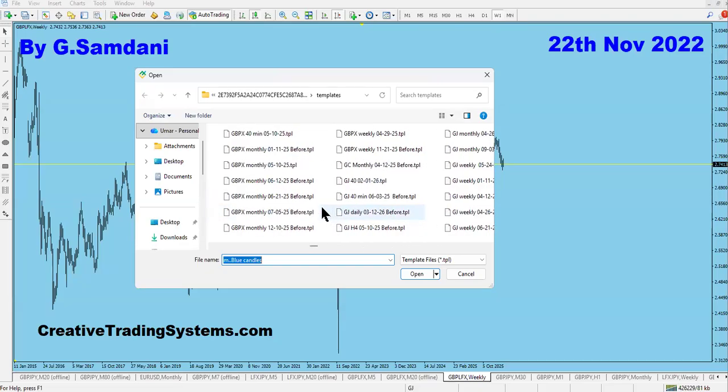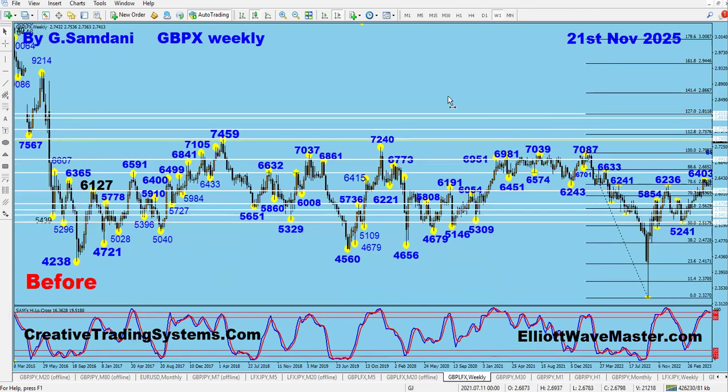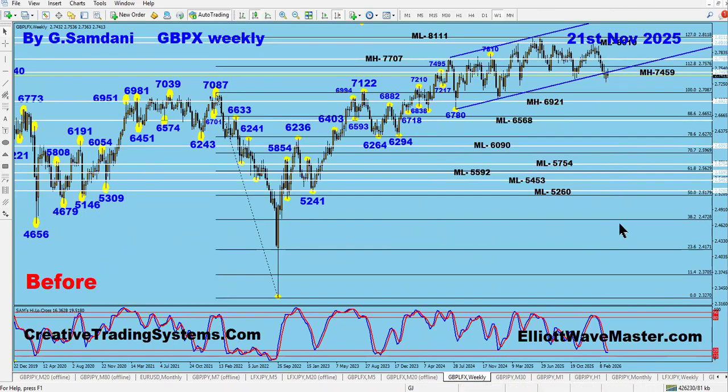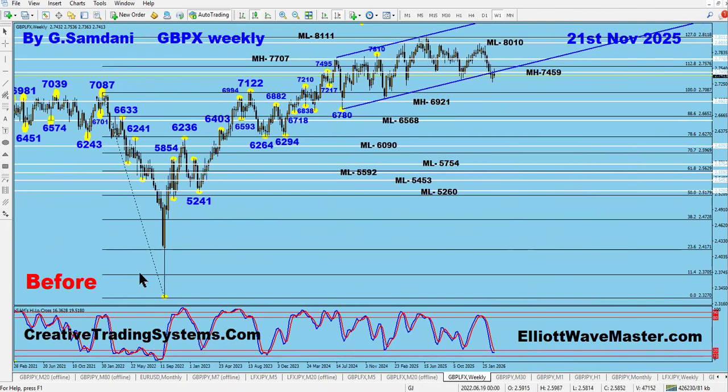GBP index. Okay, let's take a look at this. So this is how the pound index is, right? The pound has been going up and up, getting strong, and then losing momentum and going sideways, and then sideways, and then slowly dropping, right?